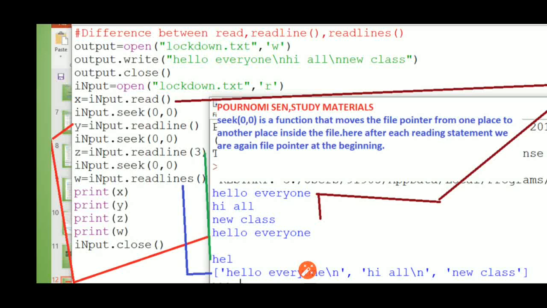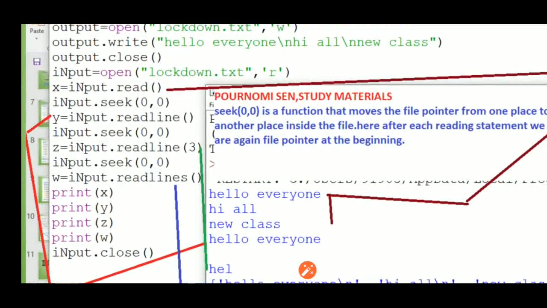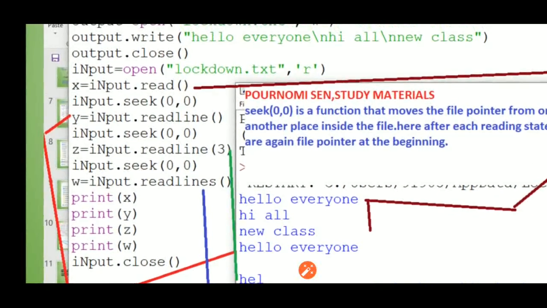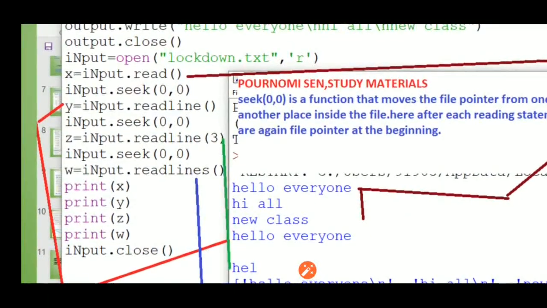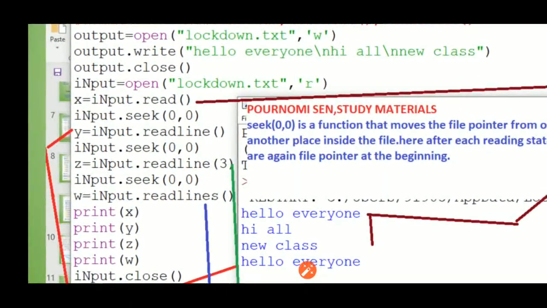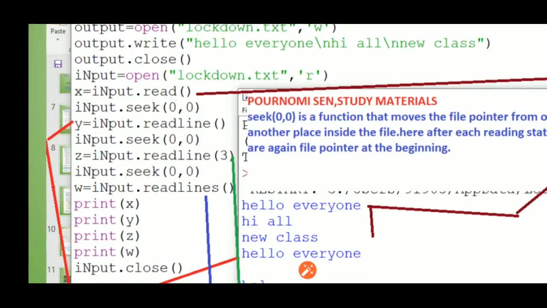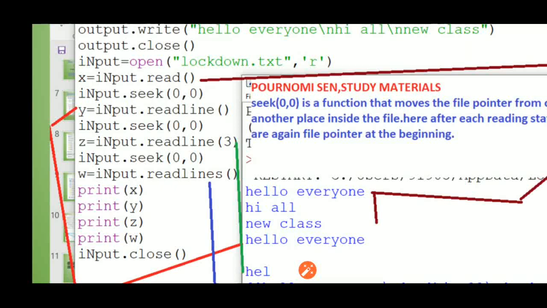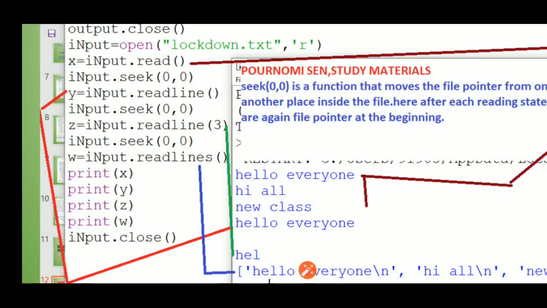Then we are using z equals input.readline(3). Please follow the green line here. What it is doing, it is just reading the first three characters of the current line, as now the file pointer is in the first line only. So what are the first three characters? The first line is hello everyone. The first three characters are HEL. So that is what it is reading when we are using readline(3), and that is being stored in z. So when we are printing z, follow the green line please, it is printing HEL.